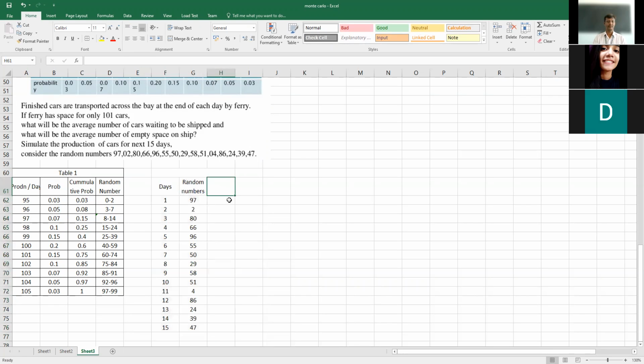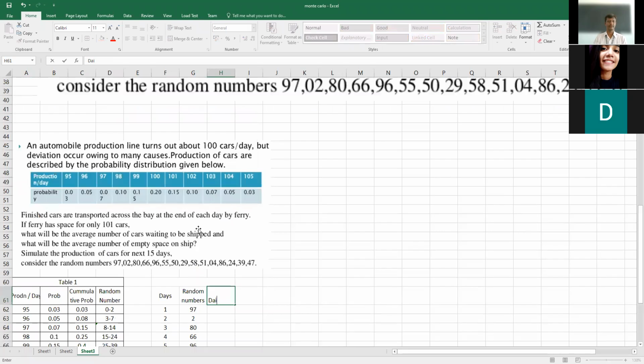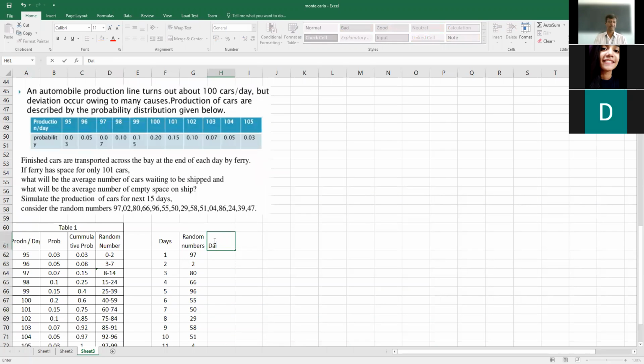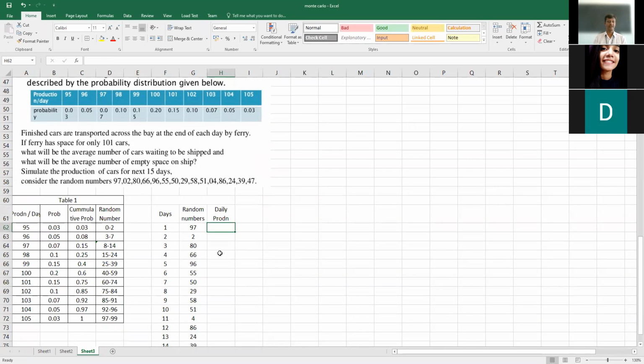Now what is the next step? We need to find out the daily production, right? Daily production varies between 95 to 105. But the company has a capacity to produce 100 cars in a given day. Daily production, we are going to identify by keeping these random numbers and the random number interval.